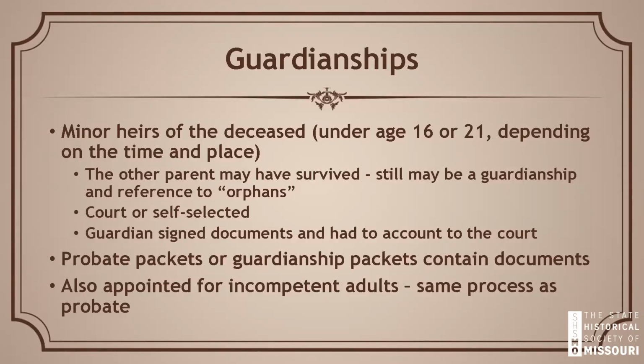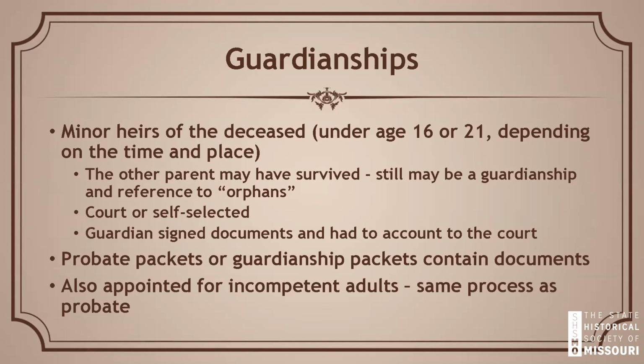A bit about guardianships. Minor heirs who were under age 16 or 21, depending on the time and place. Missouri, it's pretty much always been 21. At times in some of the original 13 colonies, it was 16. Doesn't mean both parents died if they're called orphans. It means one parent died, at least, usually the father, and there may be a guardianship and they may be referred to as orphans. And oddly enough, their guardian may be their mother. Because remember, women had a lot fewer rights early in the Republic.